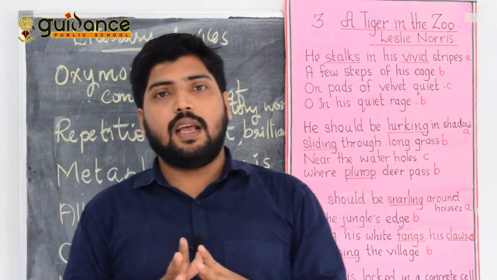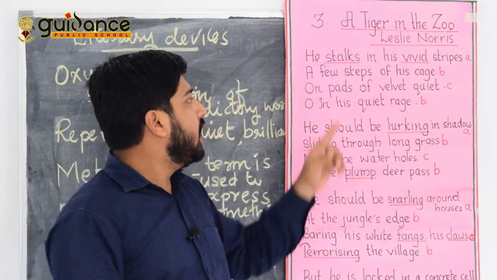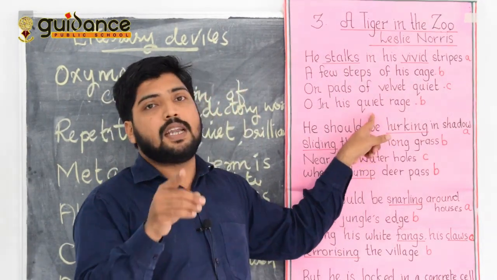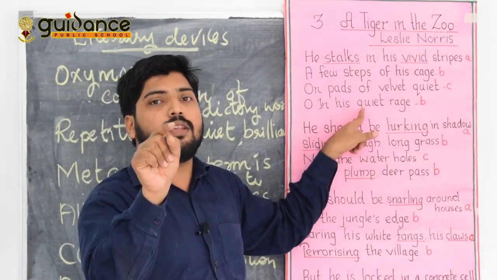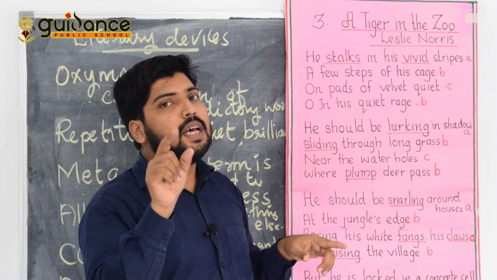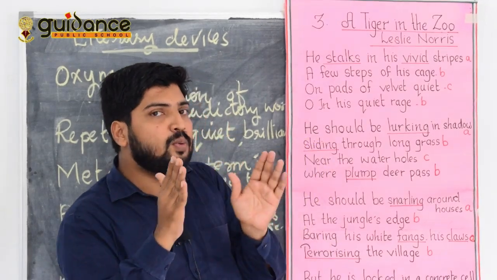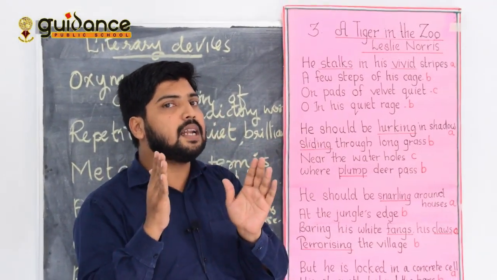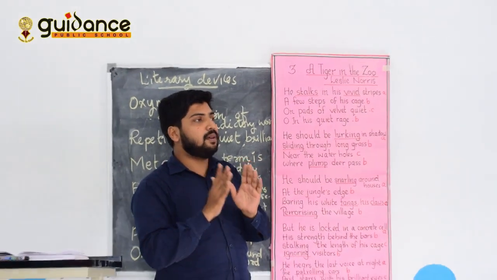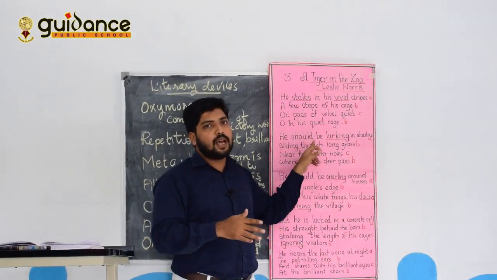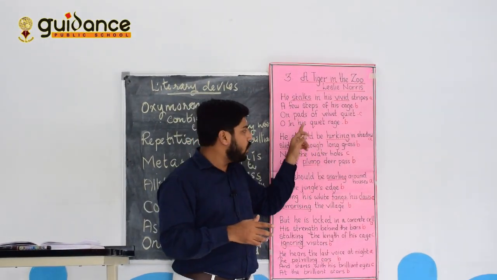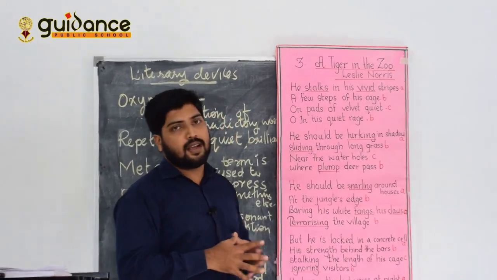Okay. So I think you have understood the first stanza. It expresses the condition of the tiger in the zoo. Firstly, the poet takes us to the zoo. How does the tiger live there? Okay. So I think you have all understood. So let me take the second stanza.